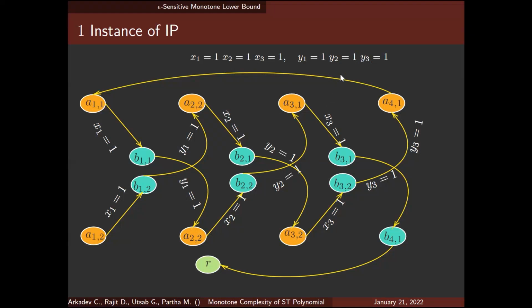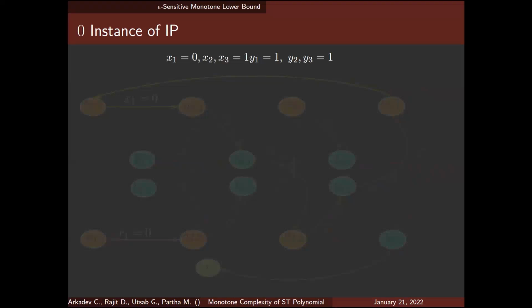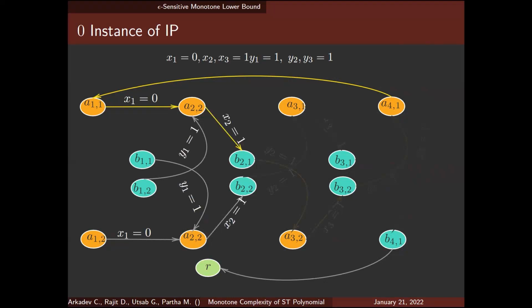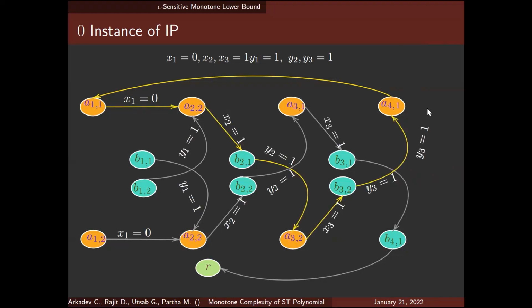Let's see the 0 instance of IP. Consider this instance where x1 equal to 0, x2, x3 are 1, and y1, y2, y3 are all 1. So these are the vertices of Alice and Bob in the gadget. And just look at where the yellow edge is going here. Intuitively, the path that starts from A11, since there are even many i's such that xi times yi equal to 1, will change the layer even many times. And eventually it will always reach this node A41, generally the top Alice node in the n+1th gadget.